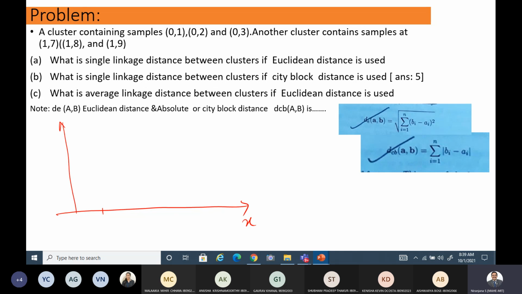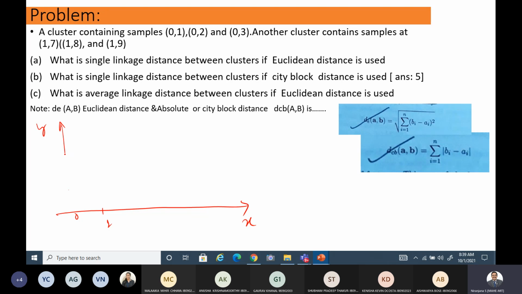Having some features X and Y, say maybe (0, 1) is somewhere here, (0, 2) is here, (0, 3) is here, for example. You can mark it. I'm just marking directly. Maybe if it is (1, 7). Okay, it goes very high.